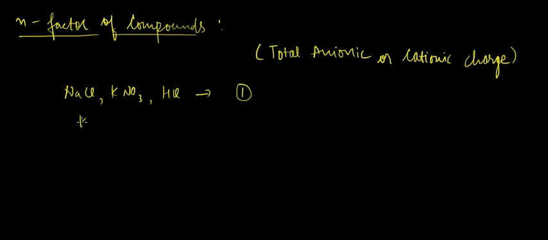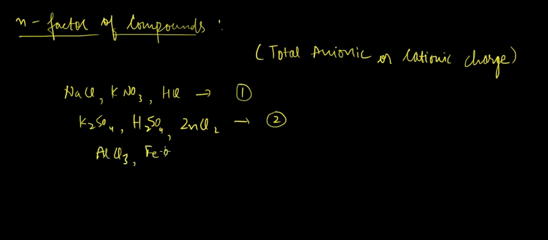Then we talk about K2SO4, H2SO4, ZnCl2. The n factor for these compounds would be 2. If we talk about AlCl3, Fe(OH)3, the n factor for these compounds would be 3. Then Ca3(PO4)2, the n factor for this compound would be 6.